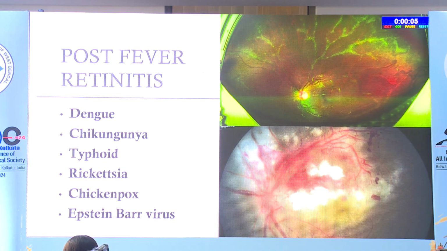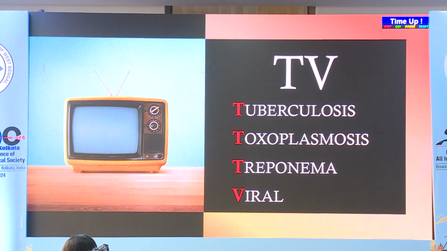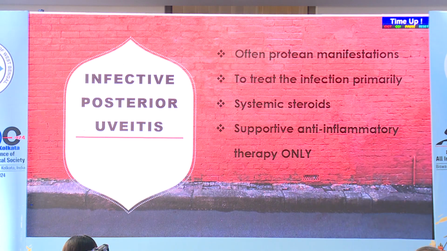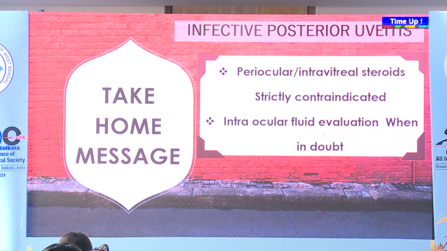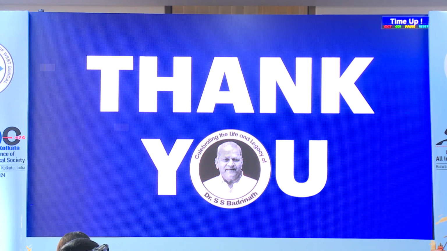Last is the post-fever retinitis, which you see in the Indian subcontinent quite commonly. Could be dengue, chikungunya, typhoid, rickettsia, and Epstein-Barr virus. So we complete the infectious uveitis, which shows that the ocular manifestations need to treat the infection primarily, with systemic steroids to control the inflammatory component and supportive anti-inflammatory therapy only. Periocular and intravitreal steroids are strictly contraindicated; intraocular fluid evaluation when in doubt. Thank you very much.